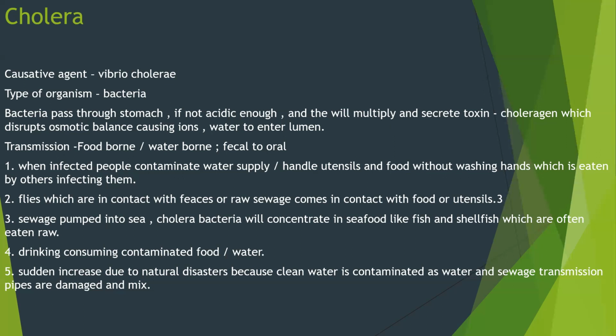So it is a foodborne and waterborne disease. So you can also say it follows a fecal to oral route. So how is it spread? So it spreads when an infected person contaminates a water supply, or they handle utensils and food without washing their hands thoroughly. So when other people use it, it spreads to them. Flies can spread it when they come into contact with feces or raw sewage, and then they come into contact with food or utensils which are used by humans.